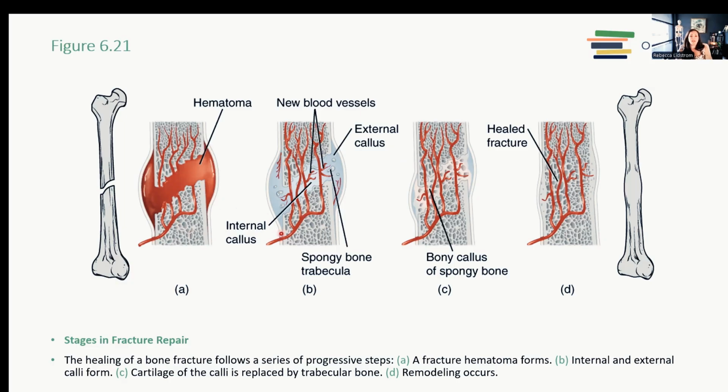After that, we get this sort of callus formation or this color built up. Then we start getting callus of spongy bone where we get this kind of new bone laid down, connecting the pieces. And then we get a healed fracture. And this is where remodeling is occurring, where we often get that overaction of the osteoblast, trying to lay down new bone.